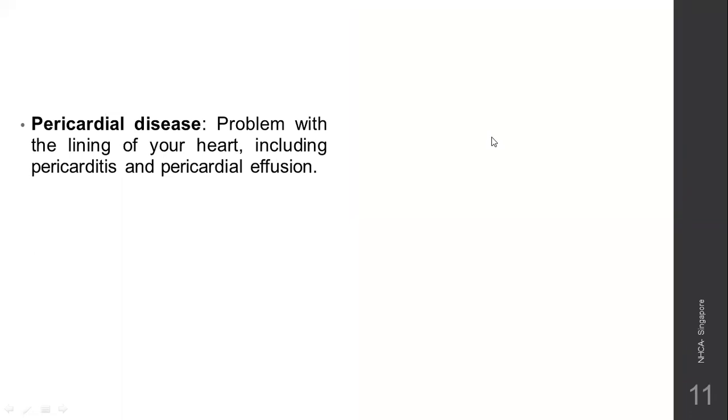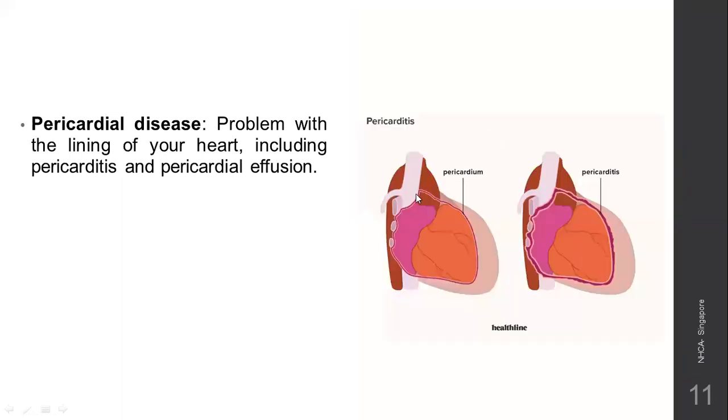Pericardial disease. What is pericardium? Pericardium, you can see here in a healthy person, is a thin sheet that covers your entire heart. So any problem with this lining of your heart, we call pericardial disease. What kind of problems can arise? Either the pericardium can undergo inflammation. We call it pericarditis.